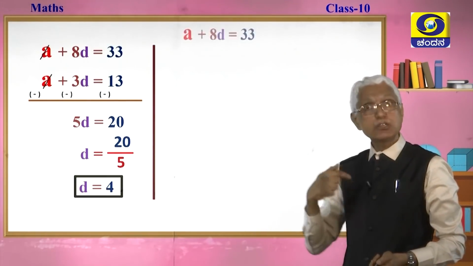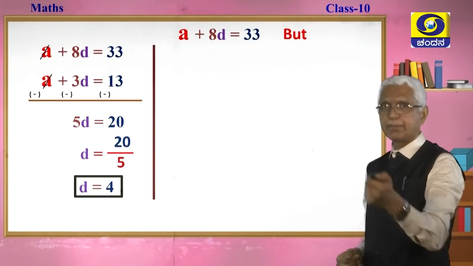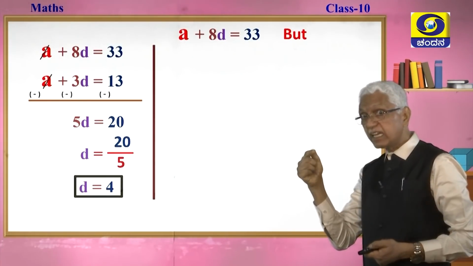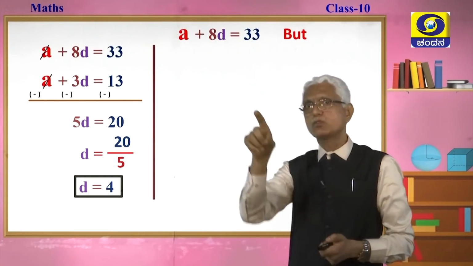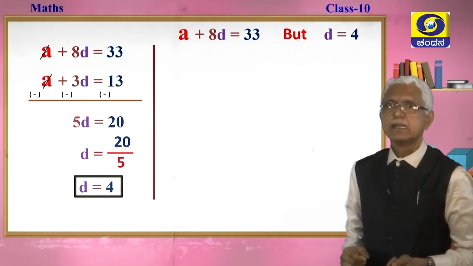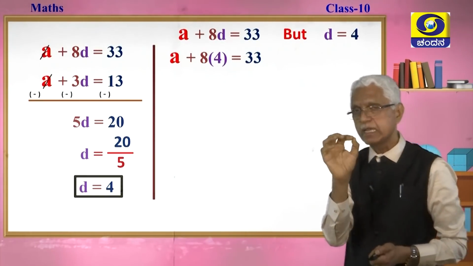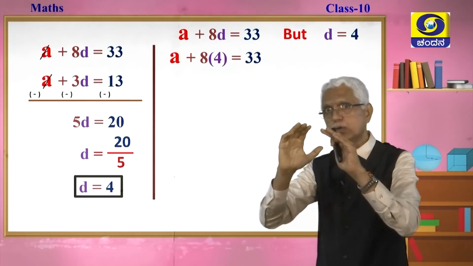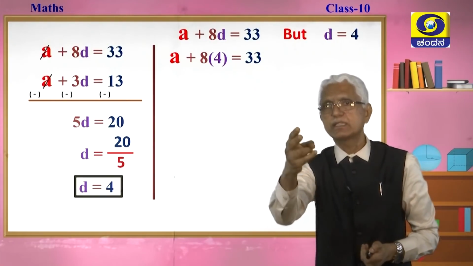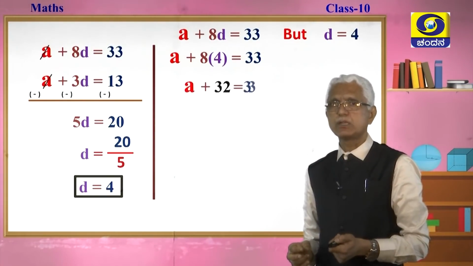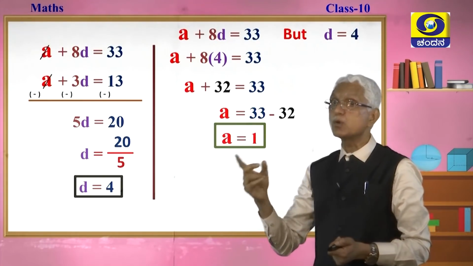Now, I need to find out A. How will I find it? Take any one of the equations. I take A plus 8D is equal to 33. What is D? It is already solved. D is 4. Please go and substitute it there. In place of D, you substitute 4. A plus 8 into 4, 8 4s are 32. A plus 32 is equal to 33, and A is equal to 33 minus 32. A is equal to 1.